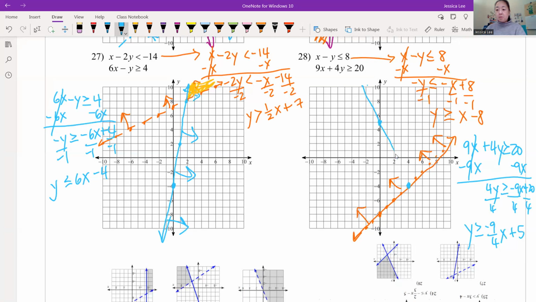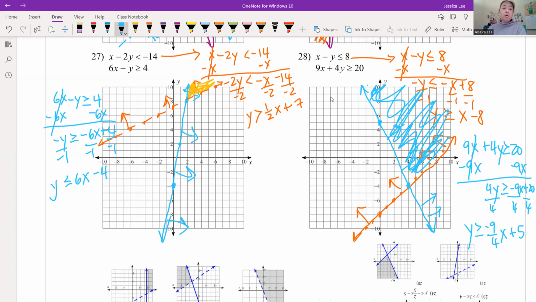Let's do this. There we go. And it says y is greater than. So these are where all the y values are bigger than. So where am I shading, guys? Up in this region right here. Okay. We're golden.